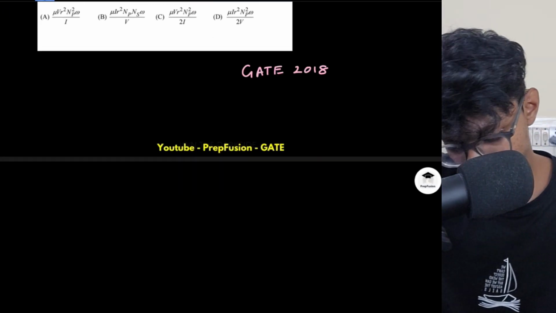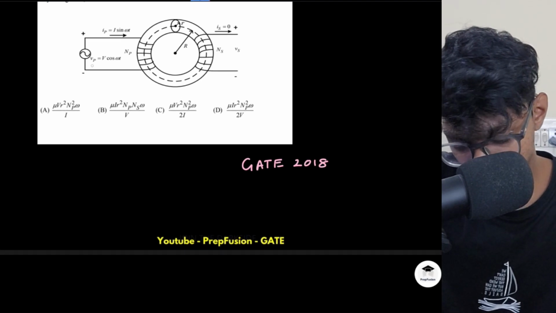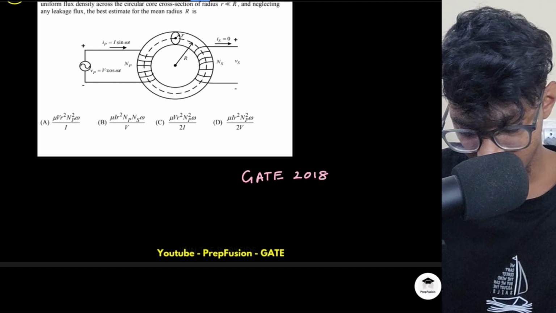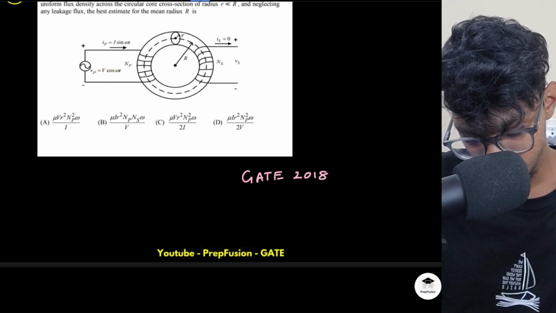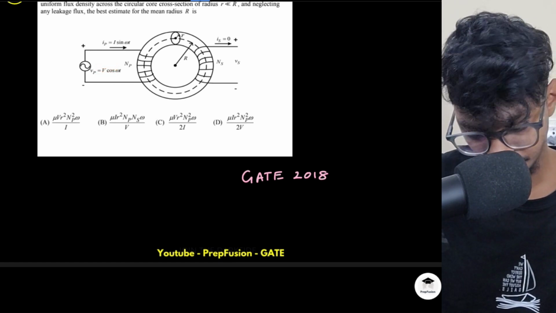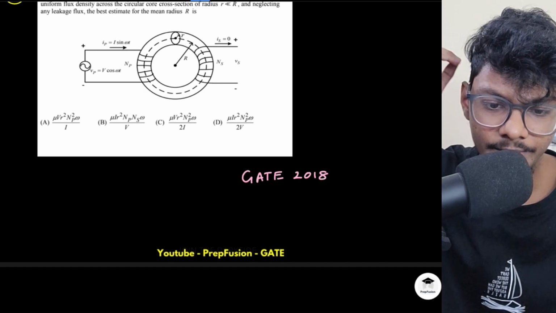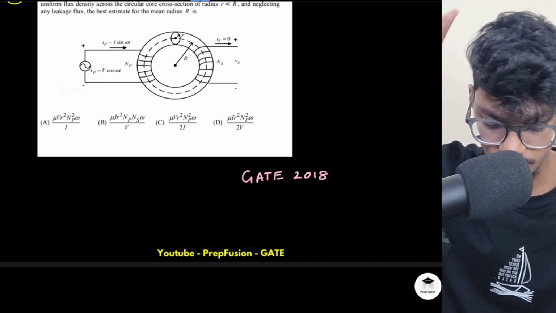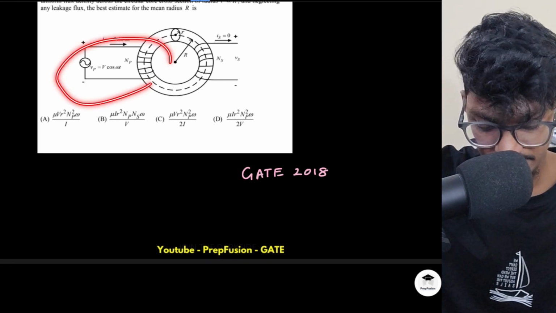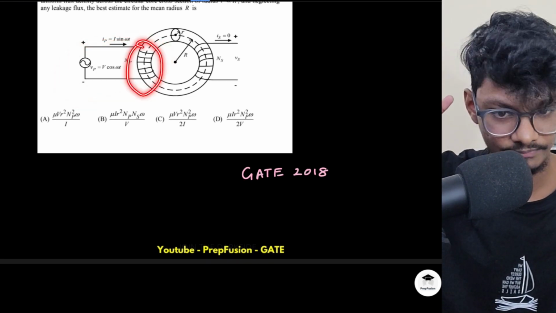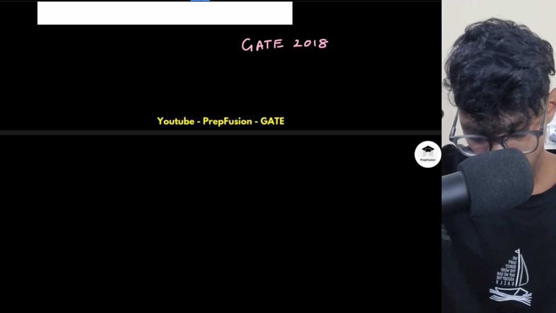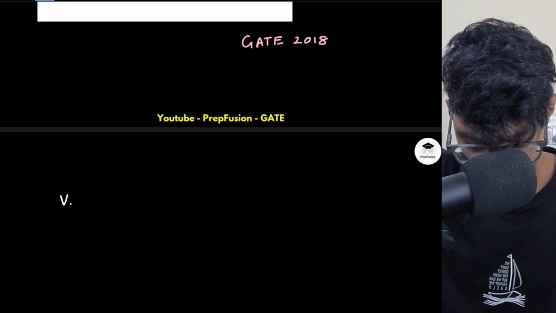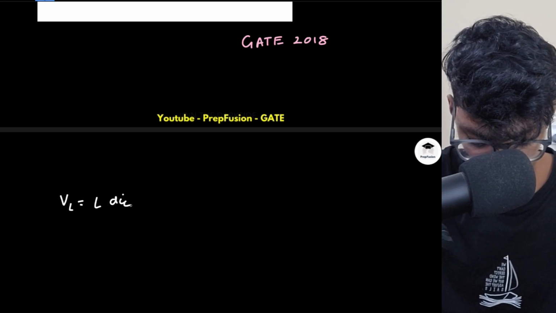It will be the number of turns, like this. This particular thing is generating some current, right? Even if you don't remember the formula, I will tell you how we can understand this concept. This is a transformer-like thing, and this is an inductor. If this is the inductor, I know the relationship: VL will be L dIL by dt.